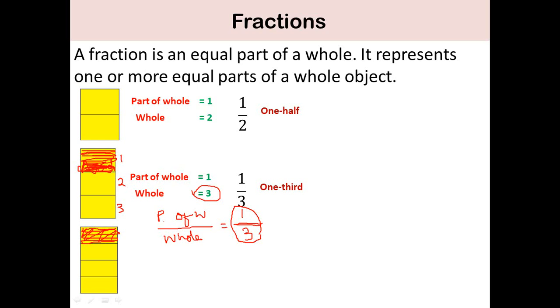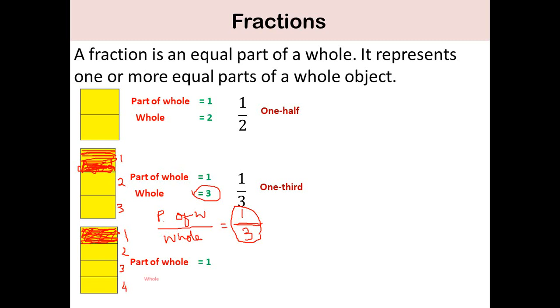So I need to find two things. One is part of whole. What part of the whole chocolate I have taken? I have taken only one part. See, 1, 2, 3, 4. The whole chocolate has been divided into 4 equal parts and I have taken only one part. Right? So, what part of the whole I have taken? I have taken only one part of the whole chocolate.